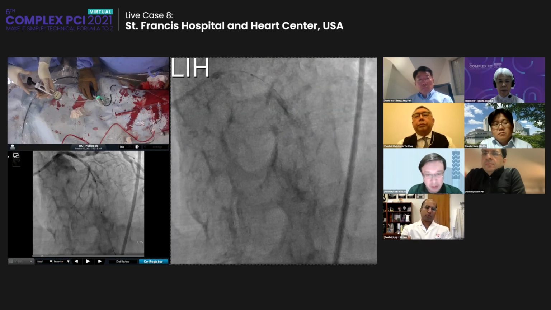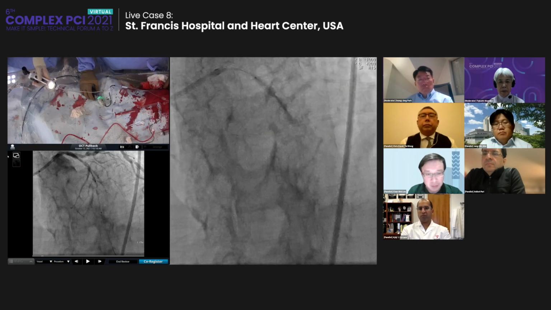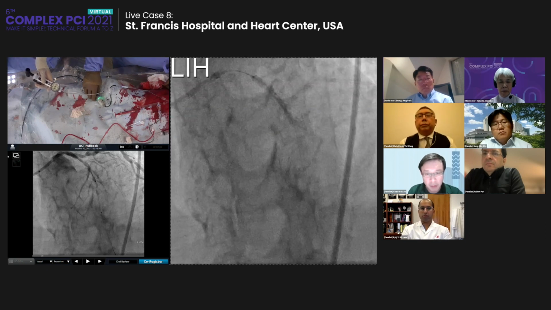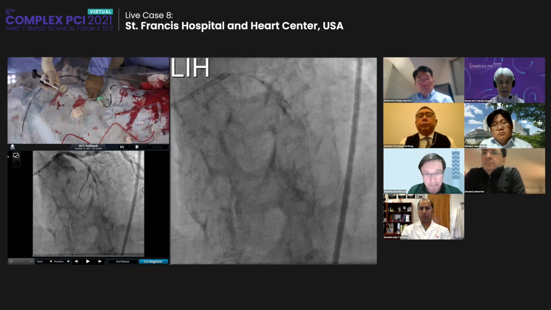Here at St. Francis, we've done over 160 Shockwave cases. And so I want you guys to notice how the balloon is yielding. It doesn't yield like an NC balloon all at the same time. It slowly increases its space by increasing the compliance.